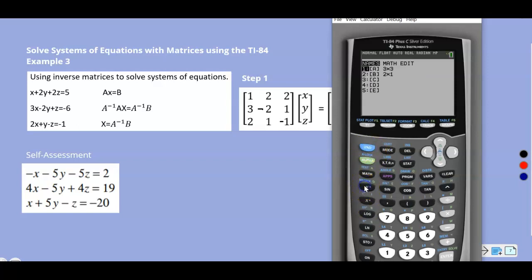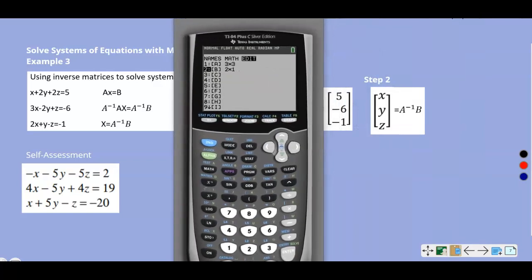I'm going to go second matrix again. I'm going to go over to edit, and this time I want to edit B matrix. All right, my B matrix comes from my constant terms, 5, negative 6, 1. So that is going to be a 3 by 1 now. So make sure you change the dimensions. And then that's going to be 5, negative 6, negative 1. All right, and then I'm going to do second quit. That saves my B matrix in here.